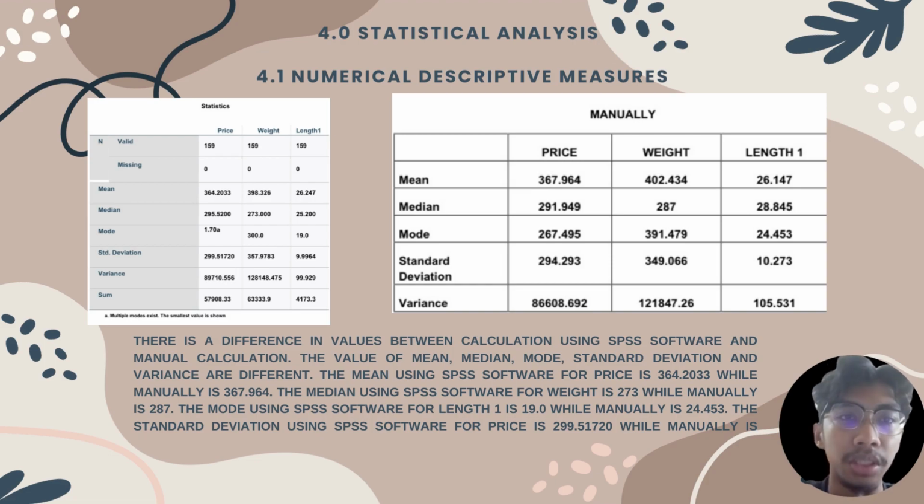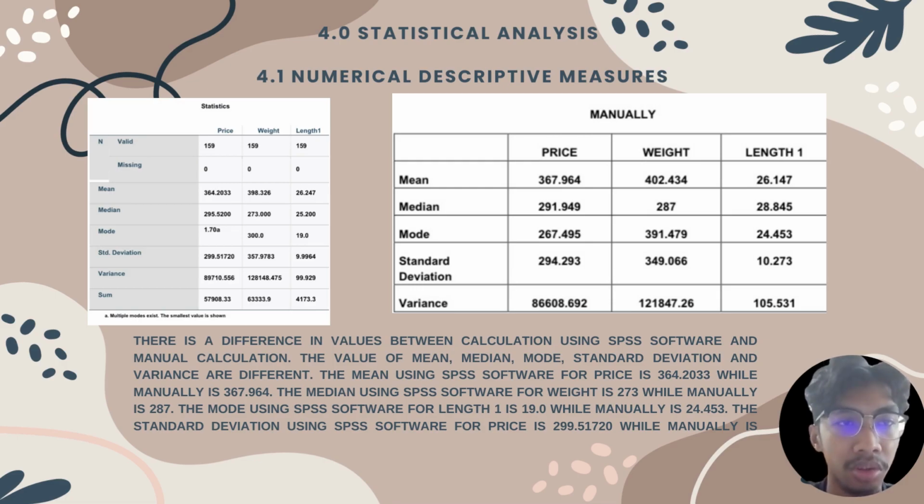Numerical descriptive measurement. There is a difference between calculation using SPSS software and manual calculation. The values of mean, median, mode, standard deviation, and variance are different. The mean using SPSS software for the price is 364.2033, while the manual is 367.964. The median using SPSS software for the weight is 273, while manually it is 287.